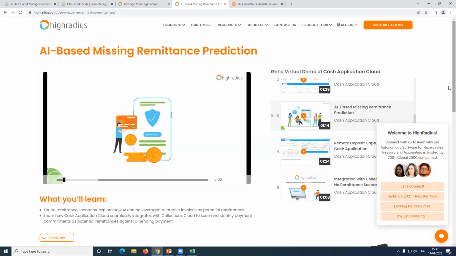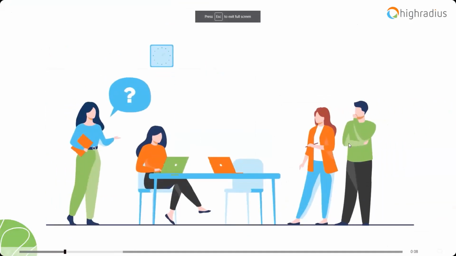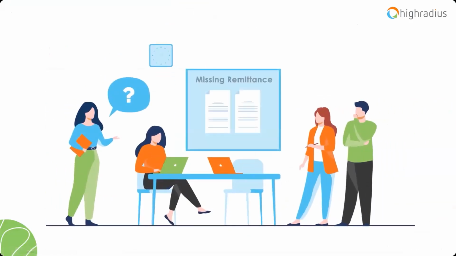For this purpose, now we have a nice method in the HighRadius system. It is called artificial intelligence based missing remittance prediction. How far are we able to predict without the customer sending the remittance information? As a result, your cash application teams have to spend a lot of time making requests for the missing remittance from the customer.